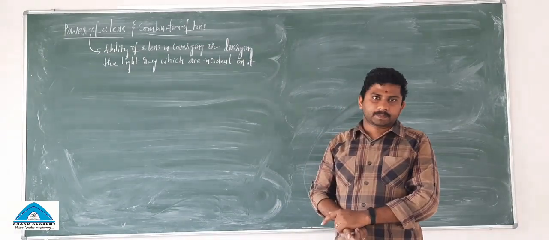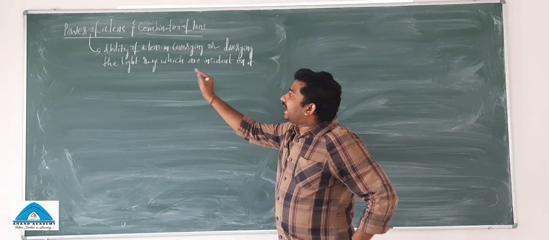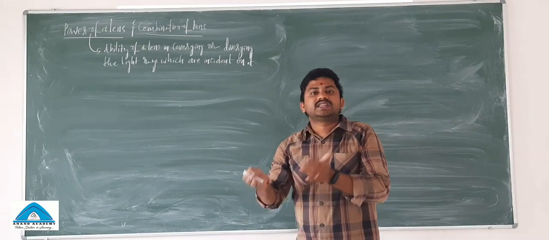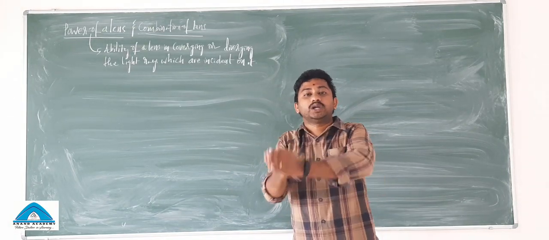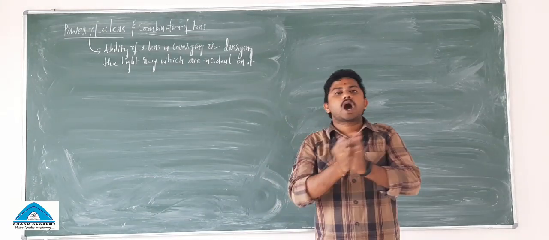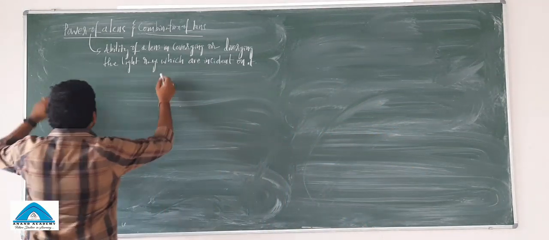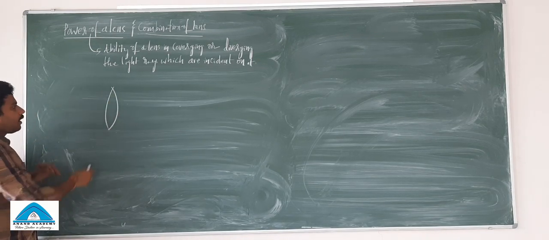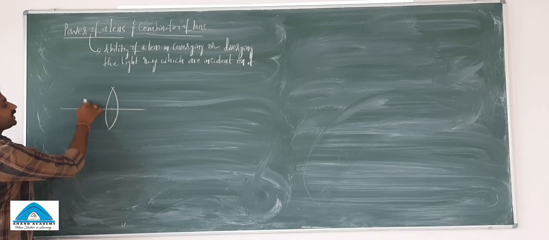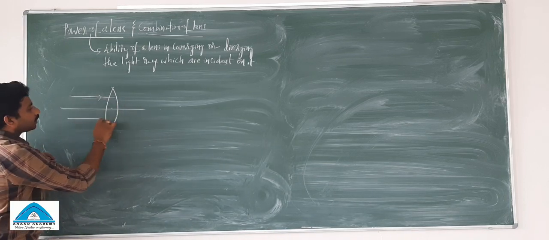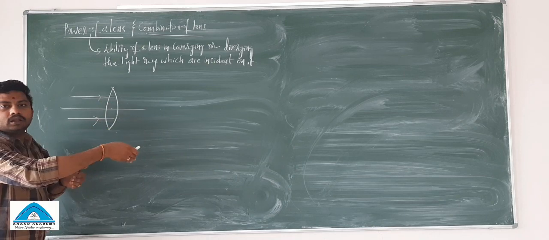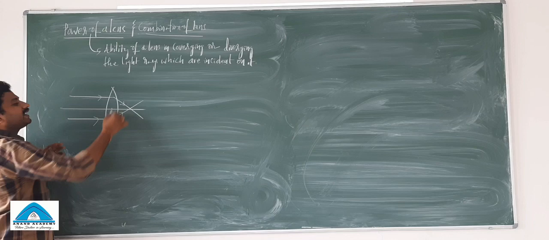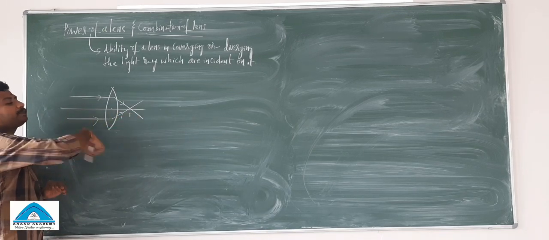Power of a lens means the ability of a lens in converging or diverging the light rays which are incident on it. That may be a convex lens or a concave lens. Let's take an example of a convex lens here. Whatever light rays are incident on it, how able this lens is to converge those rays, that's called its power.